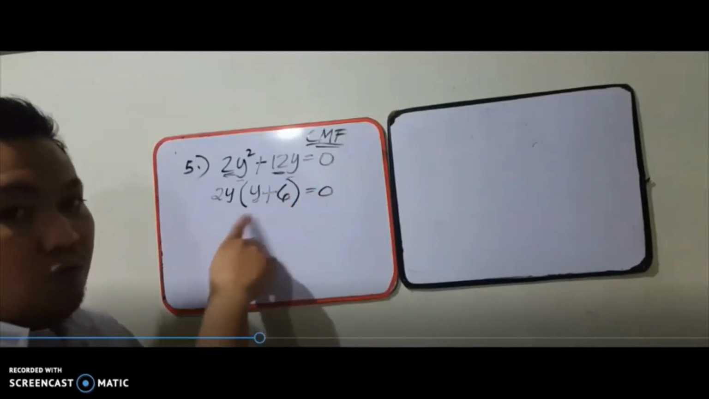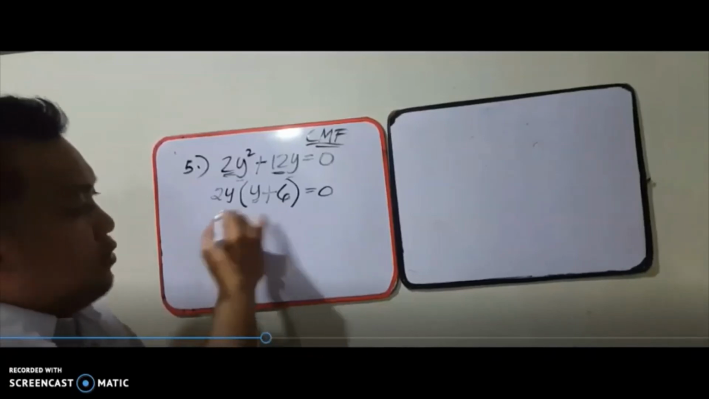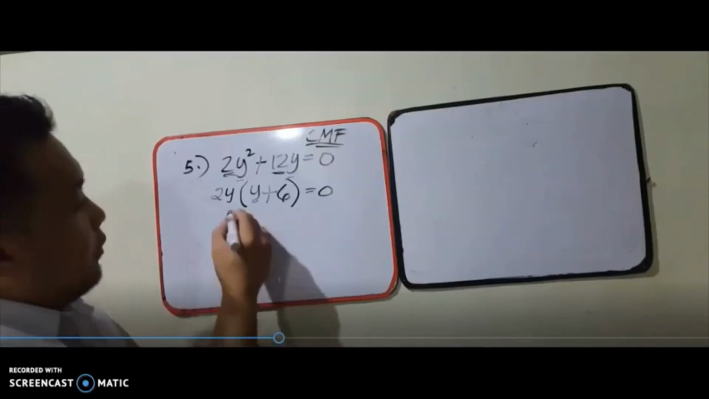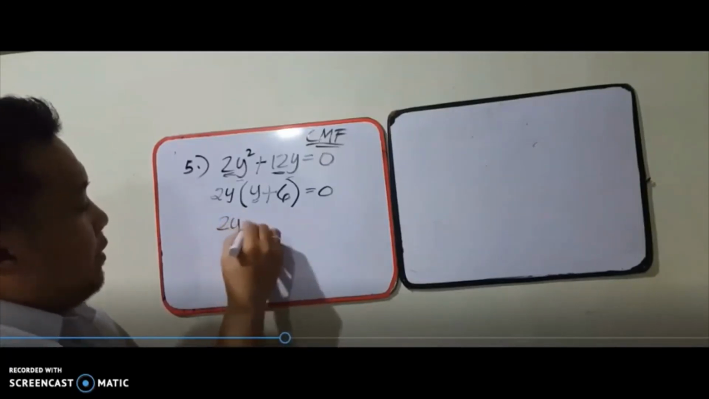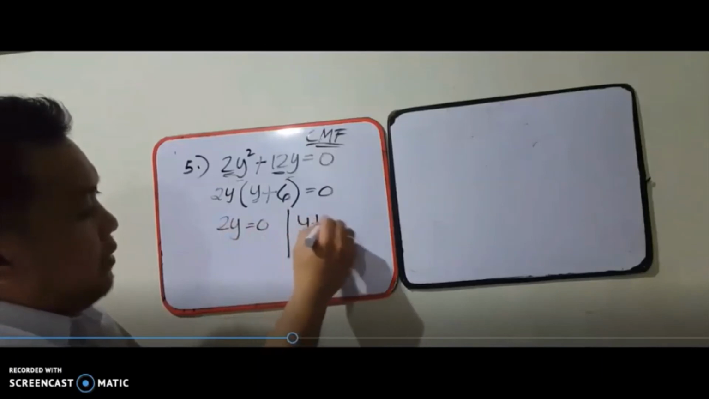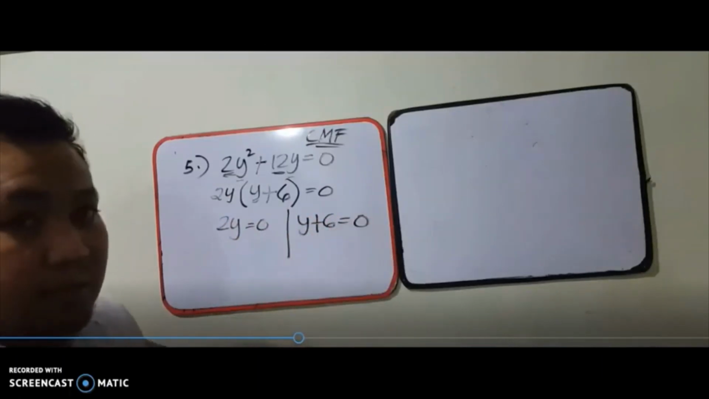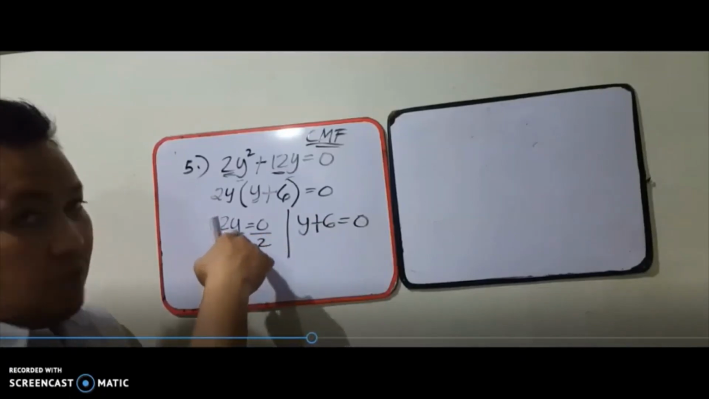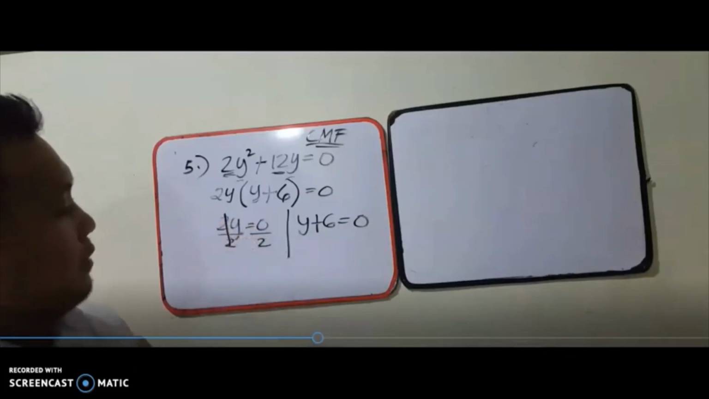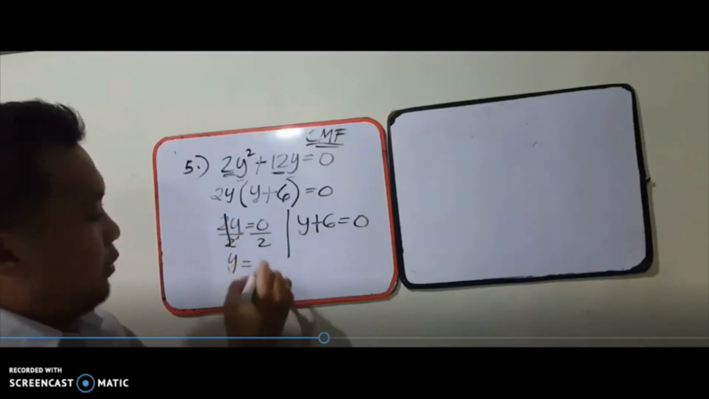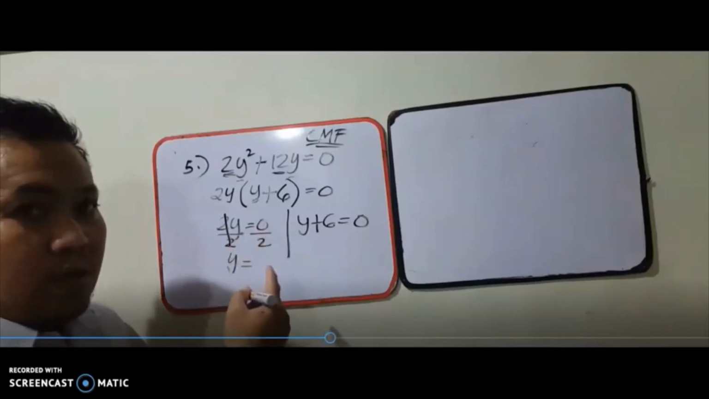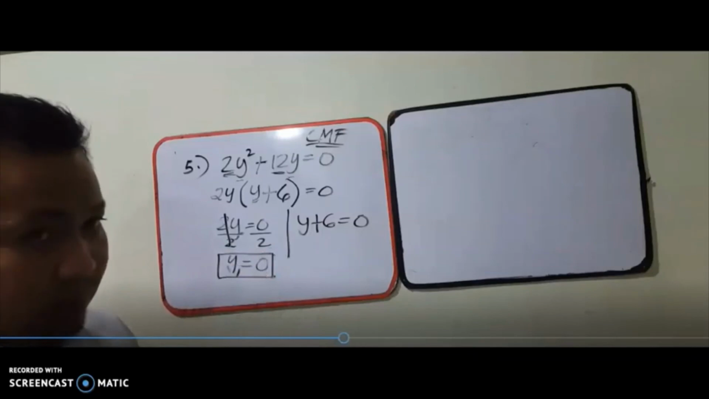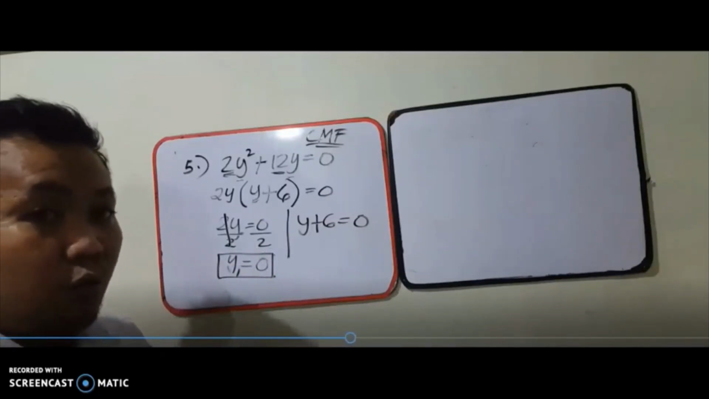So we do have now two factors. So these two factors, we separate using the zero product property. So that will become 2y is equal to 0, and the other one is y plus 6 is equal to 0. Then on the left side, for us to solve for y, divide both sides by 2, cancel it out, then you come up with y is equal to 0 divided by 2. Any number, 0 divided by any number is equal to 0. So that's why we come up with the first solution as y sub 1 is equal to 0.